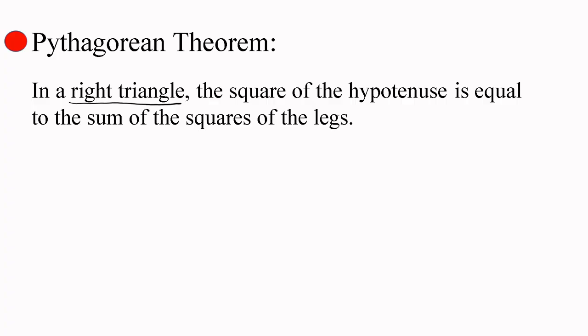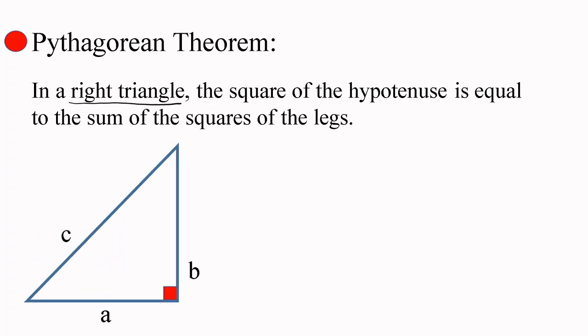But what is the meaning of that? What is the concept behind this definition? I'm gonna explain that, don't worry. Assume that we have a right triangle. This is really important. This is the first condition that must be fulfilled to use this theorem. I must have a right triangle, and as you can see, this angle is equal to 90 degrees, right?